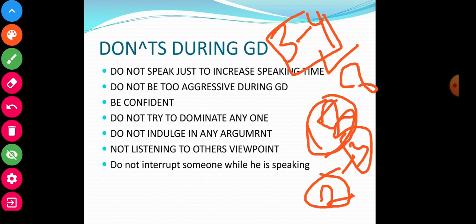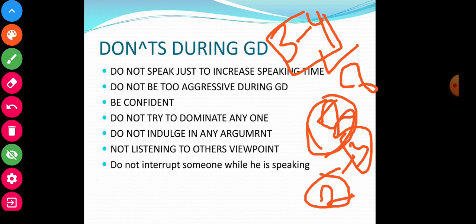You must not be too aggressive during GD. Sometimes if a person says a wrong word or a wrong fact, candidates become too aggressive. Please do not do that. If someone is speaking something wrong, neglect it, keep your focus, and keep listening to others. You must be confident. Confidence comes from knowledge and your communication skills, so you must be willing to work on that.